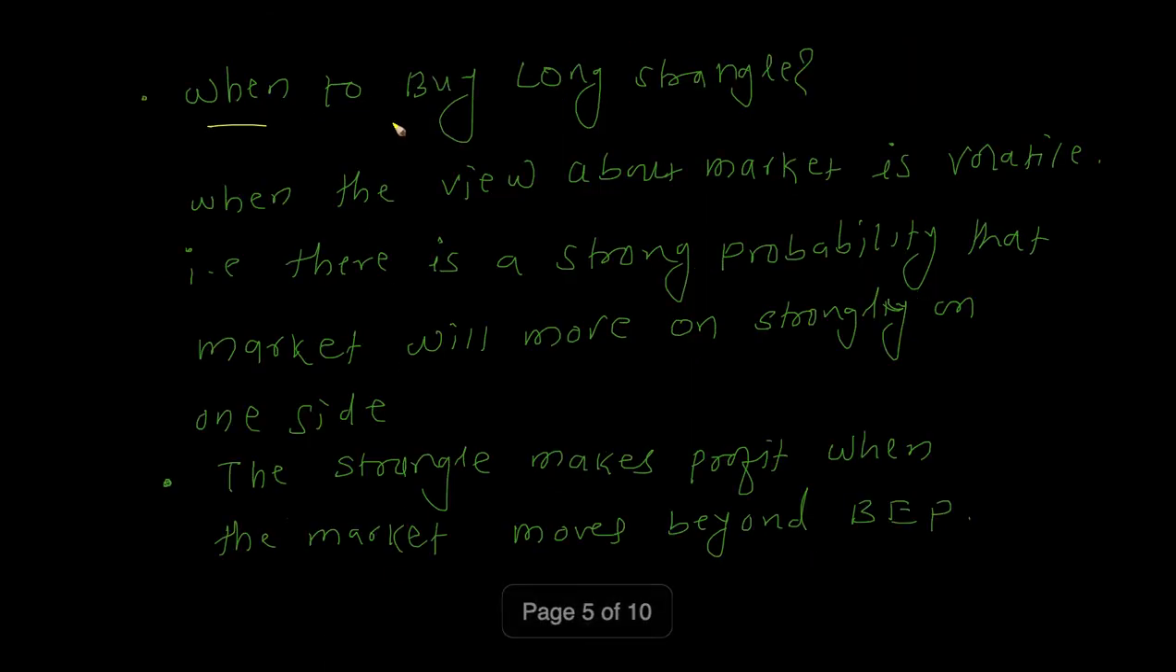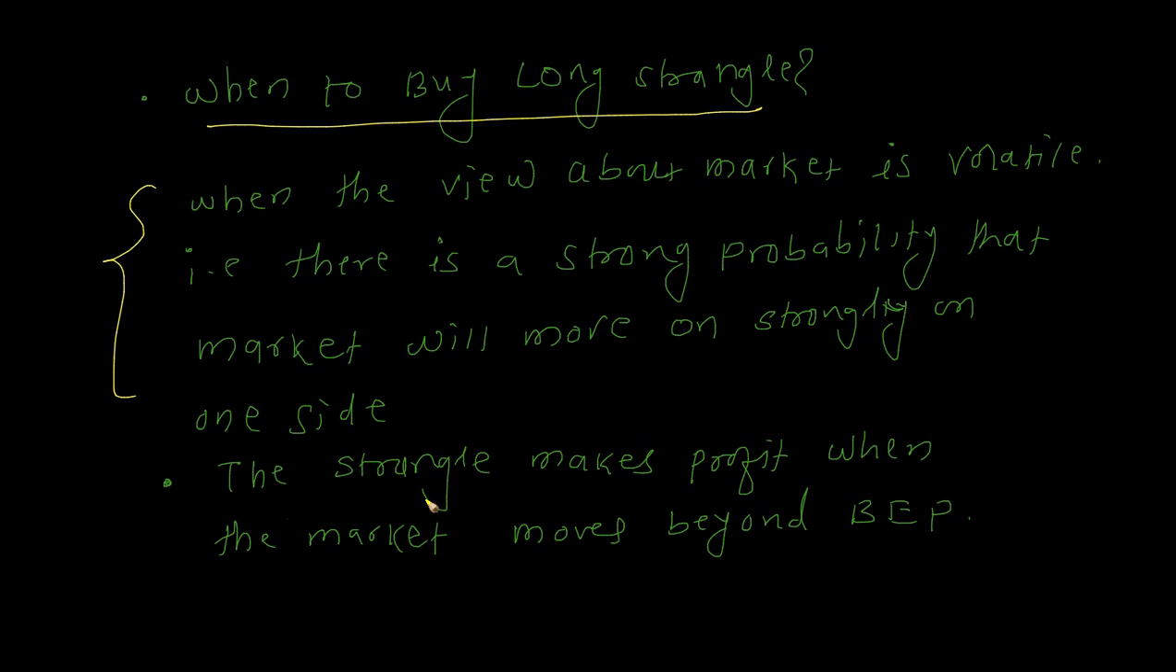So when to buy the long strangle? When we have a volatile view about the market, right? That is, we feel that the market will strongly move on either one side, either upper side or lower side. We don't know, but we know that it will surely move, right? And that time we can think of buying this long strangle, right? The long strangle makes profit when the market moves beyond the BEP, right? Either on the higher side or on the lower side. If the market remains in the range between those BEPs, I'm going to lose the premium, right? So that was the long strangle.